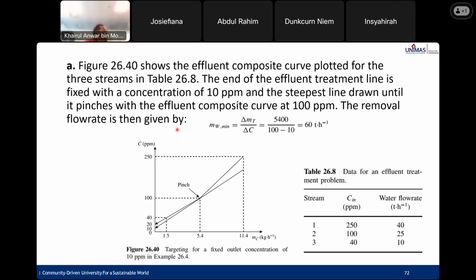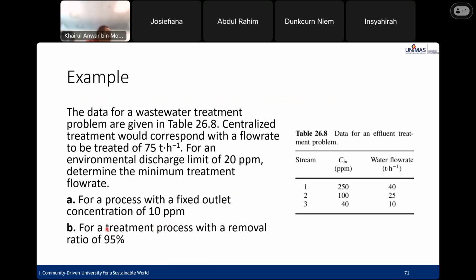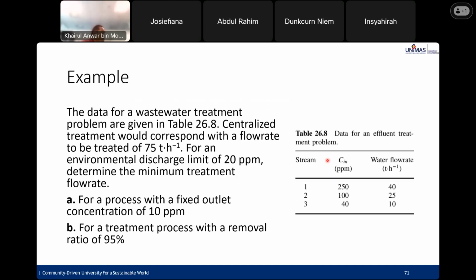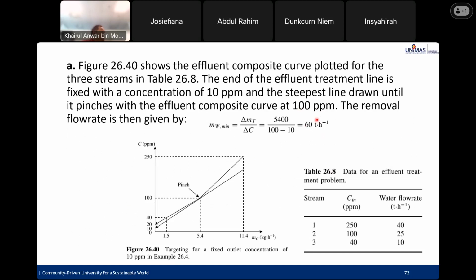The removal flow rate is then given by 500. Yeah, 10 ppm. Why 10 ppm? Because the equation said so. For a process with a fixed outlet concentration of 10 ppm, from here you get the pinch at 5,400 per 100. So the minimum flow rate is 60 tons per hour. This is the answer.